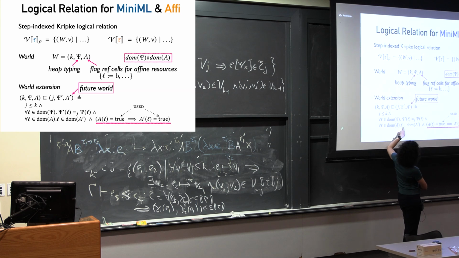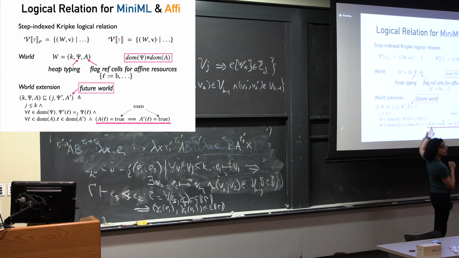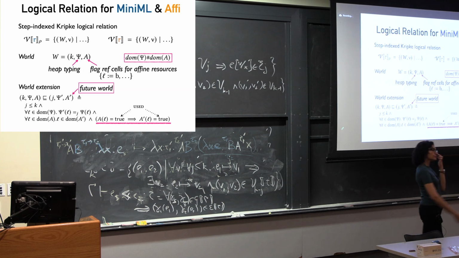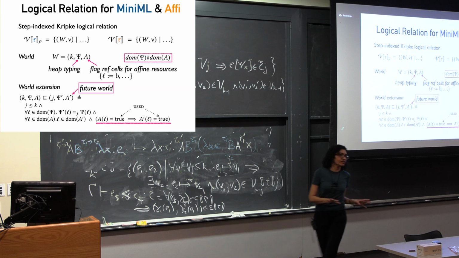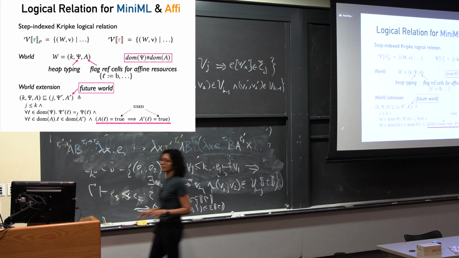first of all, that location still exists in the future A. But second, if it was already true, as in if it already said used, then you cannot possibly set it to unused, right? So if you use something, then in the future world, you can't just suddenly decide it's unused, because that would break everything, right? Just another example of an invariant that you want to keep track of and say that I can only move to future worlds where this sensible thing holds, right?